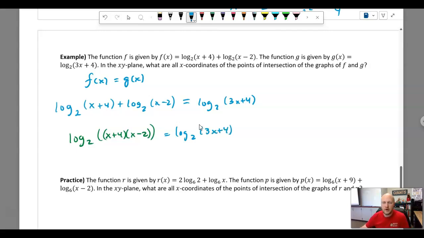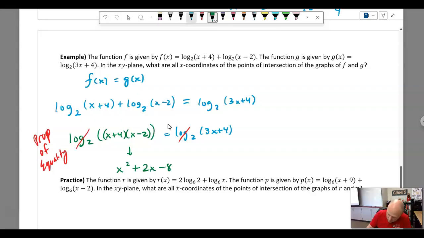Now, you can interchange these next steps. You can multiply this out into a trinomial, or we can just use the property of equality. This is the logarithmic property of equality. I have two logarithms that are equal to each other, therefore their arguments must be equal to each other. And so this gives me x squared plus 2x minus 8, which is equal to our right side 3x plus 4. I did both steps in one, right? I just multiplied this out.